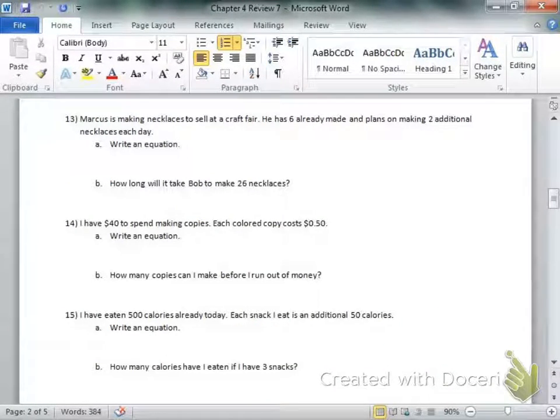So Marcus is making necklaces to sell at a craft fair. He has 6 already done, and he plans on making 2 additional necklaces each day. So what number is he starting at? 6. He already has 6. That's our B. Every day his total is changing by how much? 2. That's our M. So y equals 2x plus 6.